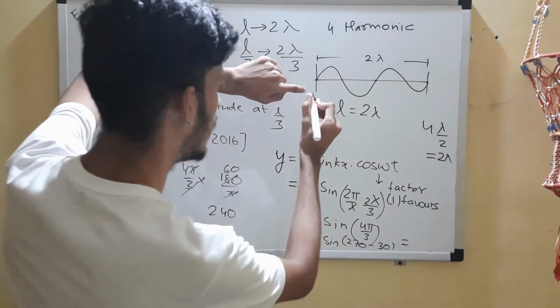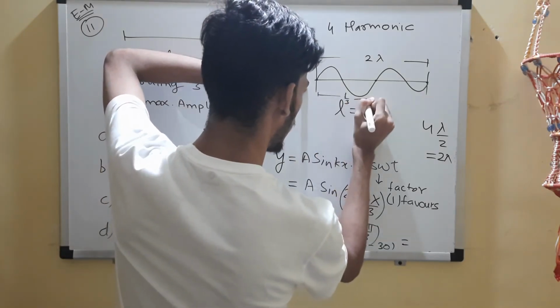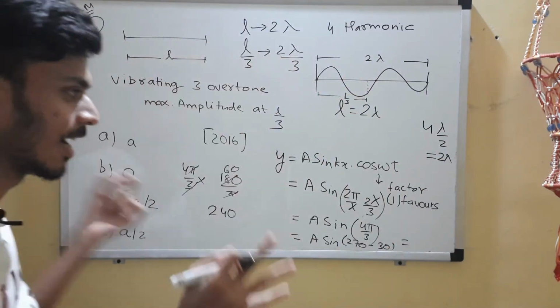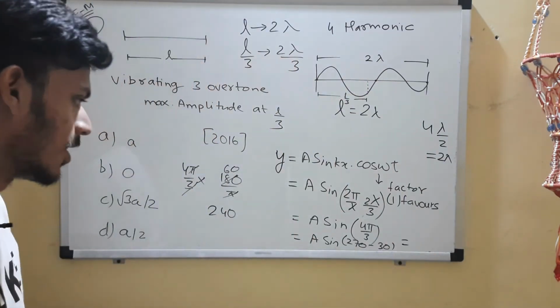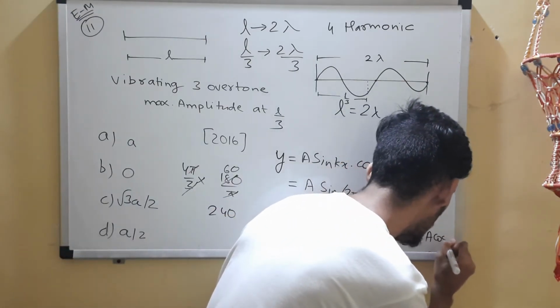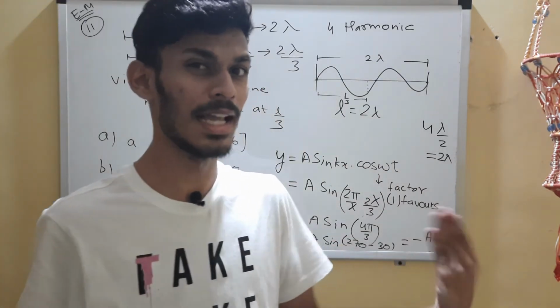Here also you can see that you are supposed to find the amplitude at L by 3, so somewhere over here maybe. So the amplitude will come negative, but we are just concerned about the value. So that will be minus a into cos of 30, since sine of 270 minus theta is minus cos theta.